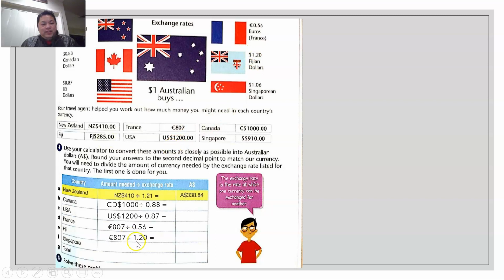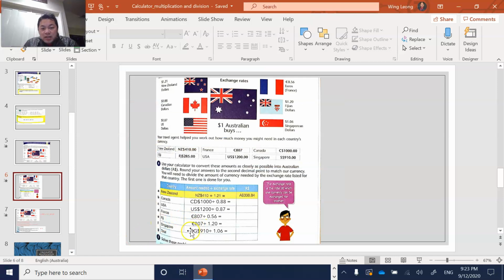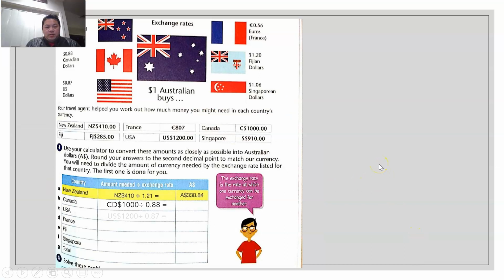Yep. Oh, Fijian is something is wrong. Fijian is actually 285. I got it wrong here. 285 FJ. Okay. That's right. So that's how you get the answer. And Singapore dollars is 910 of them, divided by 1.06. Work it out on your own, get all these answers, and then get the total amount of Aussie dollars that you need to prepare to change all into 6 different currencies.